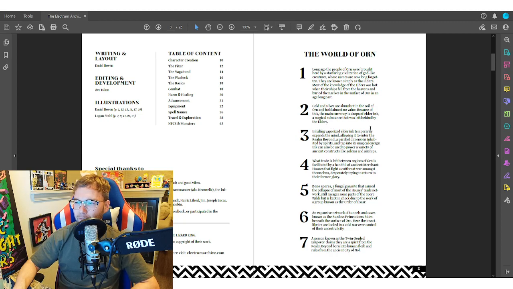Number 3, inhaling vaporized Elder ink temporarily expands the mind, allowing it to enter the realm beyond, a parallel dimension inhabited by spirits, and tap into magical energy. So right here, you're getting kind of a psychedelic approach to the ink, but then also saying that it's a magical world, right? There's these spirits, these ethereal beings that are outside of the typical world, and there's a magical energy that's possessed through this. It also says the ink can be used to power a variety of ancient constructs like golems and airships. So again, delving into multiple different realms, and this is my favorite thing.